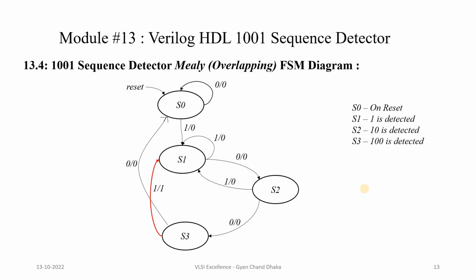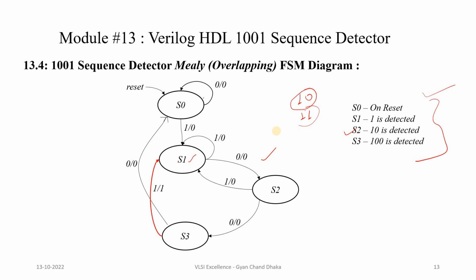Now friends, let's see the overlapping case. In overlapping case, the state definition is going to be the same as in non-overlapping, but only the state diagram is going to change. As soon as 0 is detected, it is again going to be in S0 state. Else if 1 is detected, we are going into S1 state. So 1 is detected. Now the next can be 0 and it can be 1. If 0 is detected, then we are going into S2 state, otherwise 1 1.